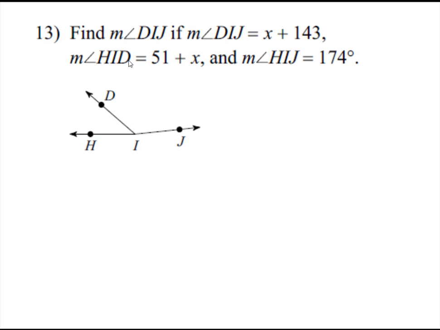All right, number 13 here. So we need to find the measure of angle DIJ, right? And then they give us some information here. So first of all, angle DIJ, they tell us is x plus 143. So angle DIJ is this angle right here. So they're saying this is x plus 143, okay? And then they also tell us angle HID is 51 plus x. So HID is this angle over here. So they're saying this is 51 plus x, right? So 51 plus x.